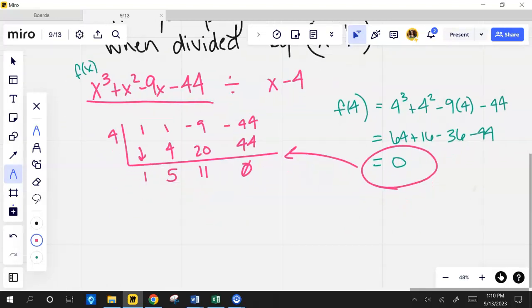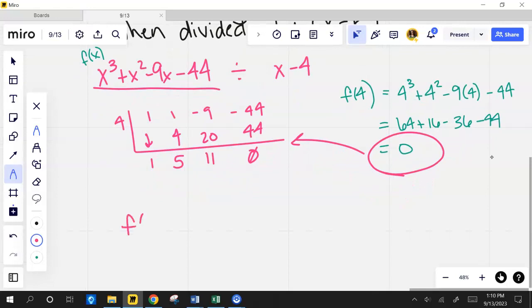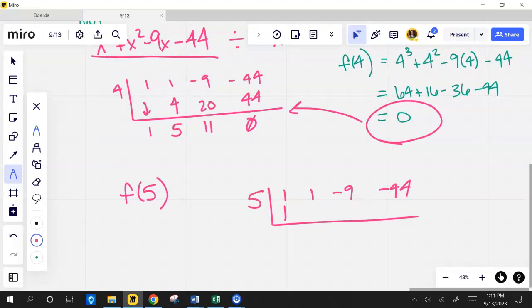In other words, if I wanted to know what is f of 5, well then what I could do is I could do this, and it's a lot easier than actually plugging 5 in. 25 minus 9 would be 16. What's 16 times 5? 80.